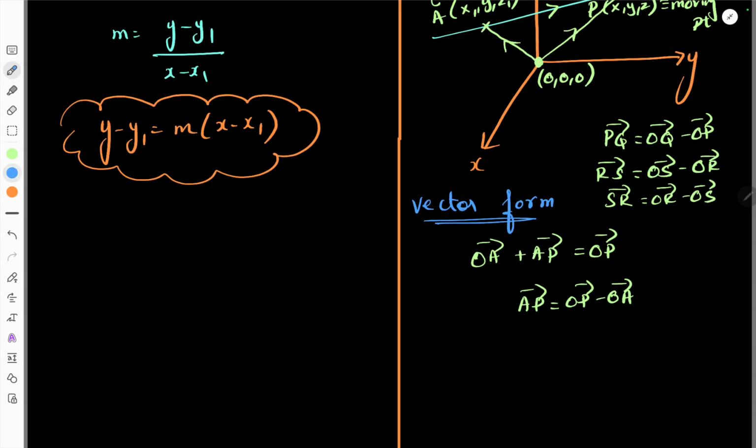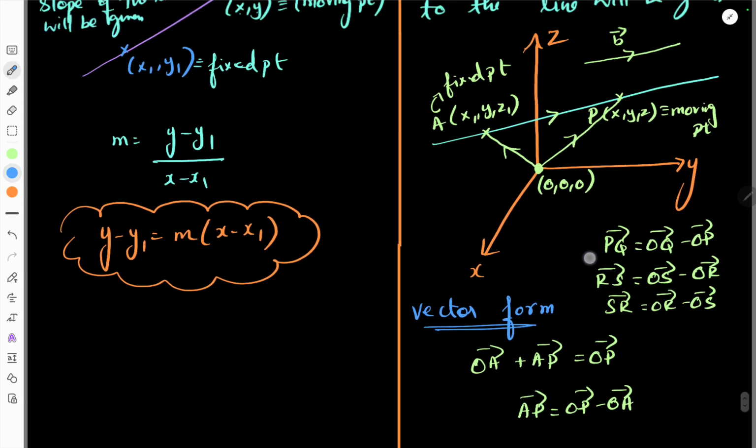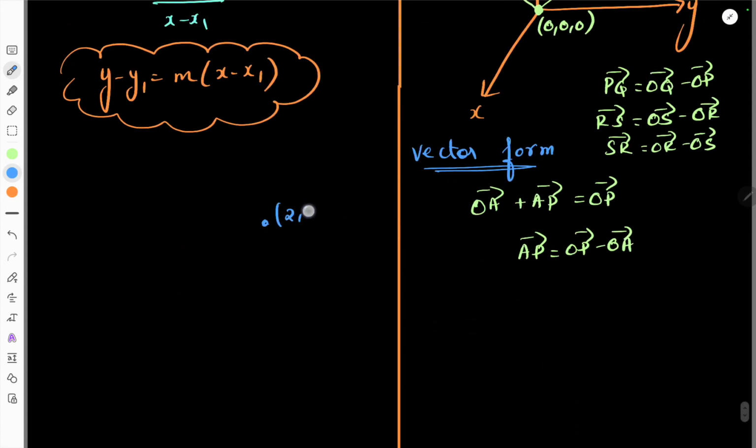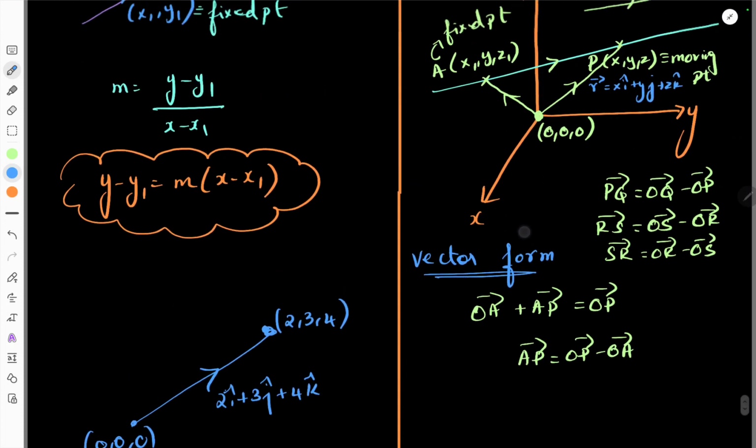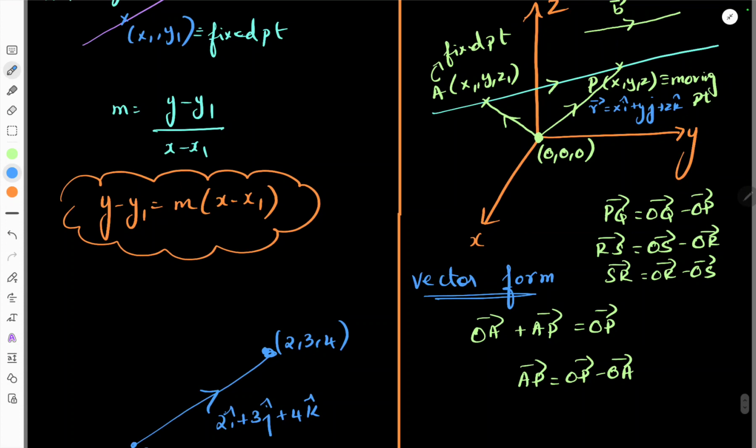And we got AP vector equal to OP minus OA. So OP vector is what? I will take this as some r vector. r vector is what? x i cap plus y j cap plus z k cap. Suppose if we have any one point, let's say 2 comma 3 comma 4. So now from the origin, if you are making one vector like this, it will be 2i cap plus 3j cap plus 4k cap, just the coordinates are the directional ratios for this. So like this only we have to write, which means r vector is equal to x i cap plus y j cap plus z k cap, where x comma y comma z is the point.